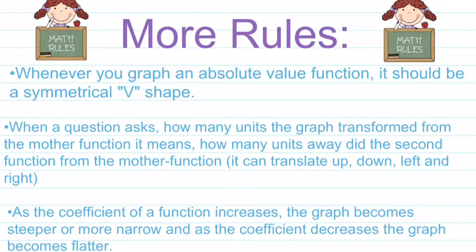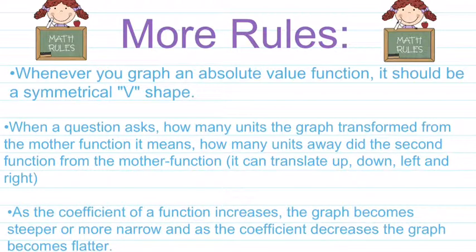Rules. Whenever you graph an absolute value function, it should be a symmetrical V-shape. When the question asks how many units the graph transformed from the mother function, it means how many units away did the second function move from the mother function. It can translate up, down, left, and right.